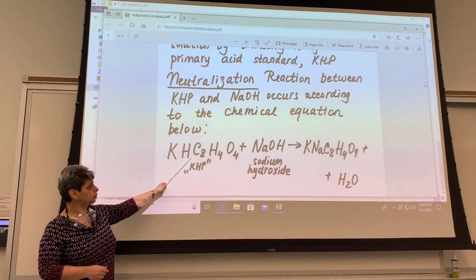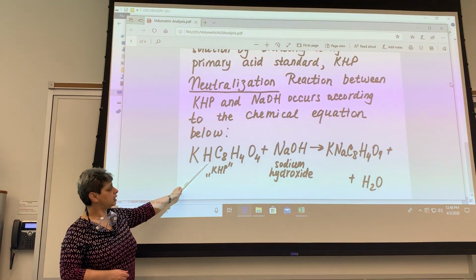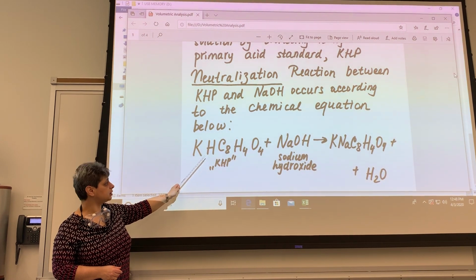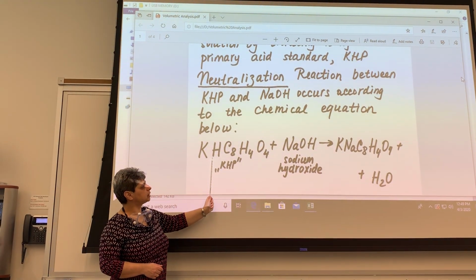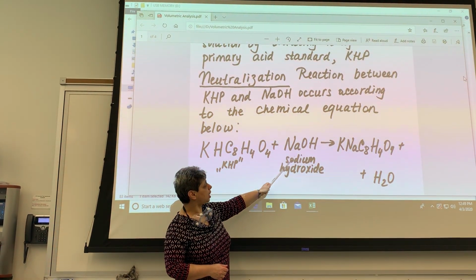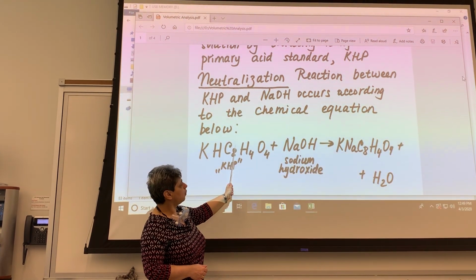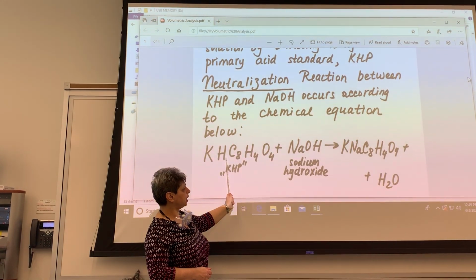It's a solid, pure substance, so if we know grams, we can find its moles. Molar mass of the substance should be provided in your lab manual. And then the goal is to establish in a titration a situation where we stop adding base to KHP in the flask when the number of moles of NaOH and the number of moles of KHP are equal.